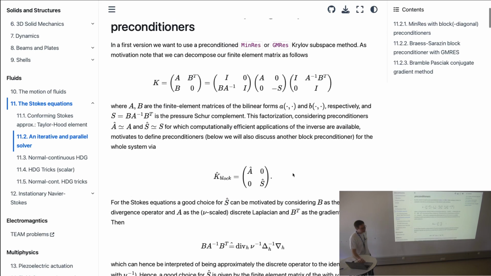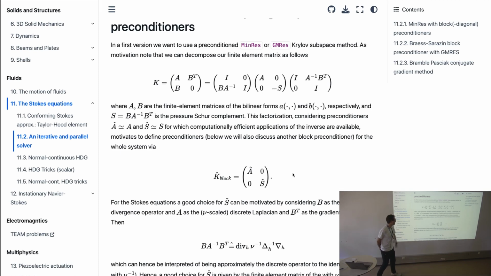Okay, and the main idea here is that we want to use a preconditioned MinRes or GMRES Krylov subspace method. And the question is now, how can we set up a proper preconditioner for our saddle point problem?